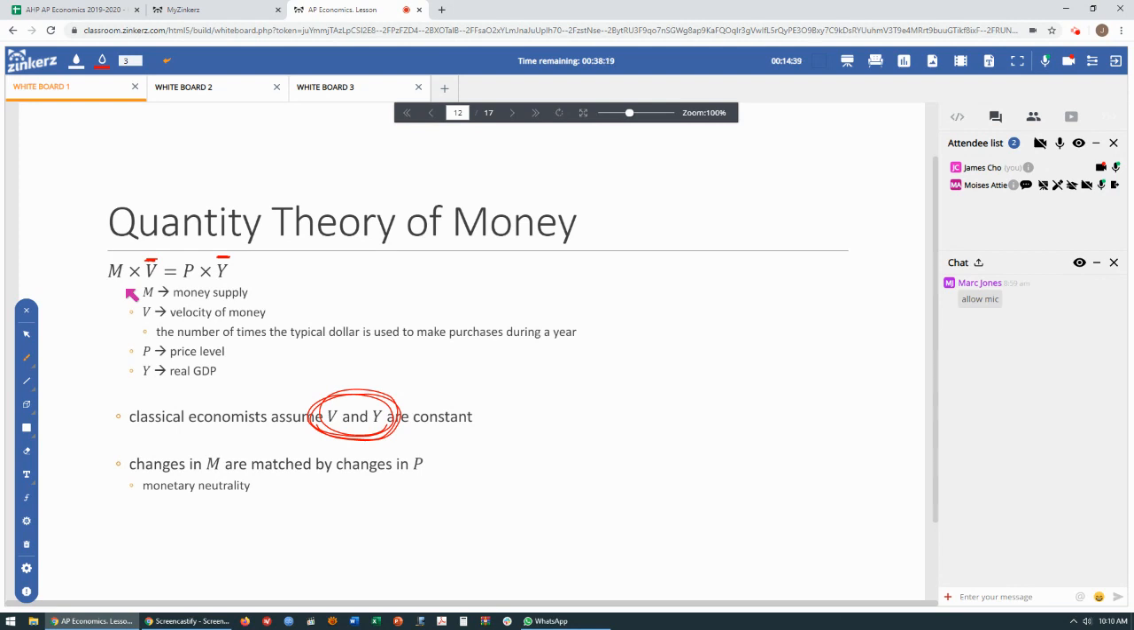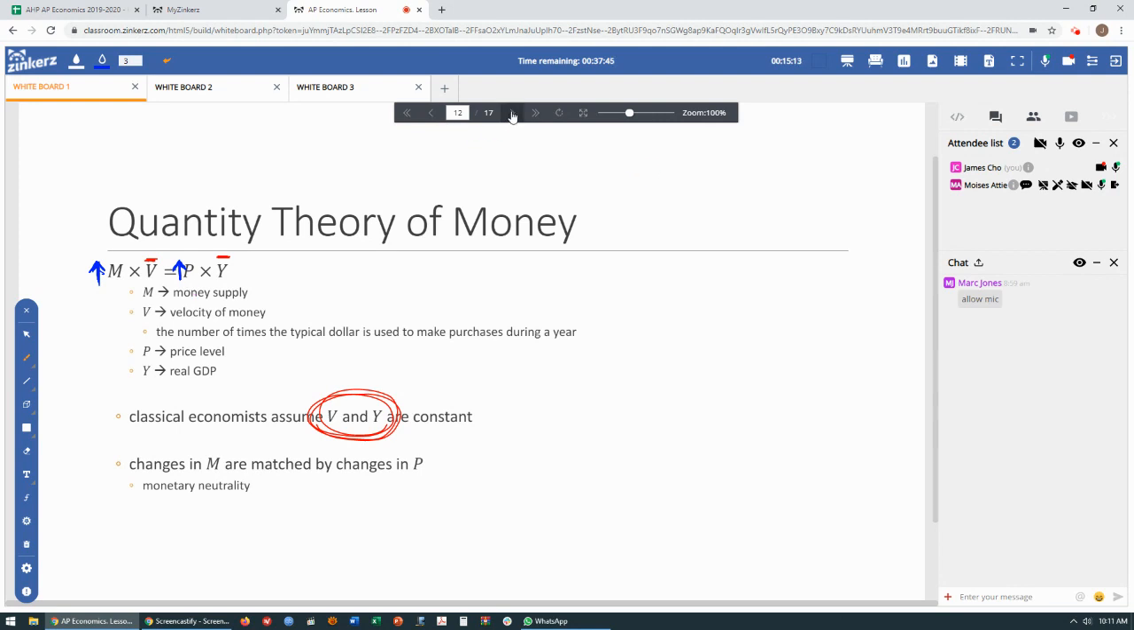So if M times V is equal to P times Y, and V and Y are relatively constant, then whatever kind of monetary policy the central bank does, what sort of effect does that have on the macroeconomy? It'll increase prices. That's it. So the classical economists don't like monetary policy because they believe that whatever you do, all that will happen is you're going to cause inflation, increasing prices, with no change in real GDP.